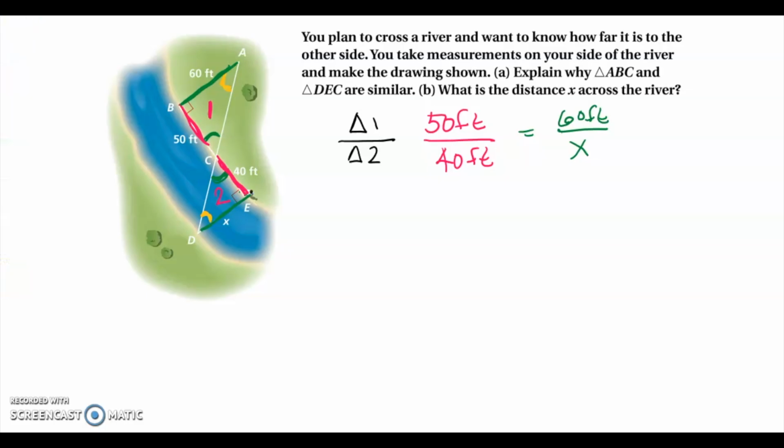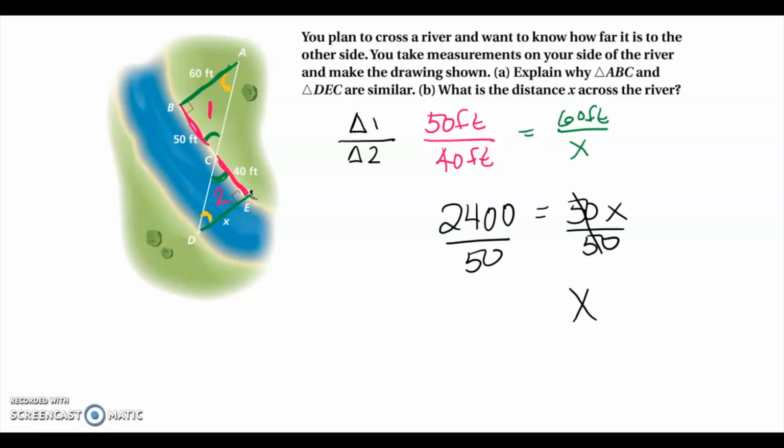So now to solve the proportion, I would use cross products. So 40 times 60, 2,400, equals 50 times x, which is 50x. I'm going to divide by 50. And I get x equals 48, and my units are feet. So the missing side length is 48 feet.